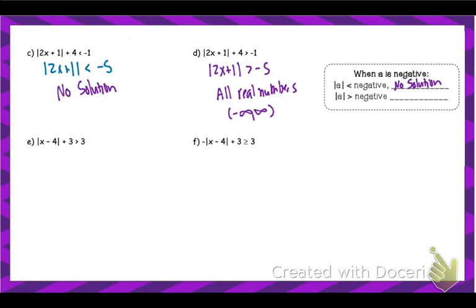If the absolute value is greater than a negative, it's negative infinity to infinity. All right, again, two kind of special cases. Let's look at these next ones. Let's get absolute value by itself.